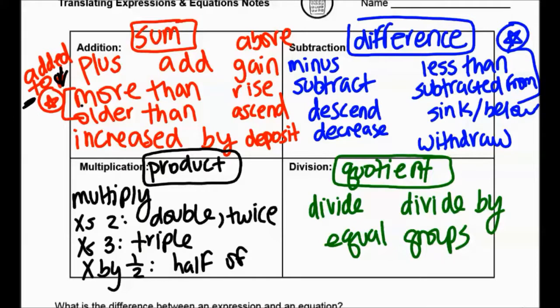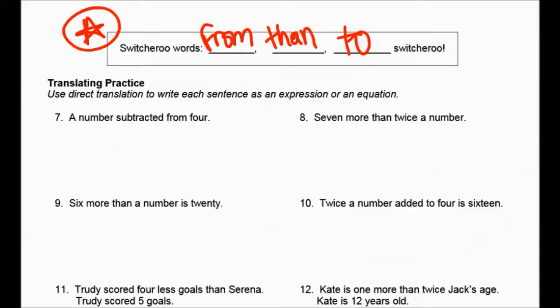It is, we switch what we are adding or subtracting. That's the only time we will encounter switcheroo words. So, the way that I do this: I read it, I see "subtracted from." I circle my switcheroo word. Again, it's that whole phrase, "subtracted from." So, it's a number subtracted from 4. Typically, it would look like that.